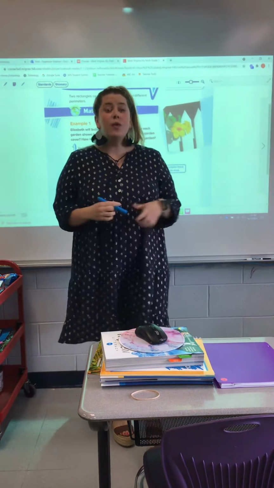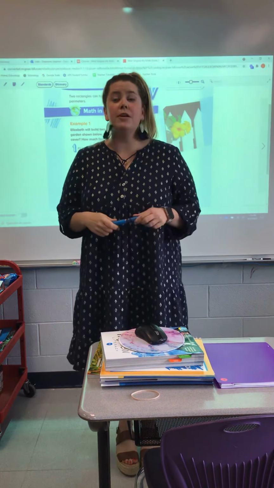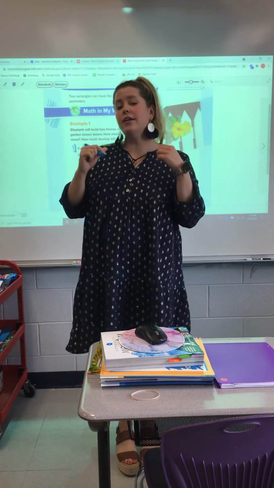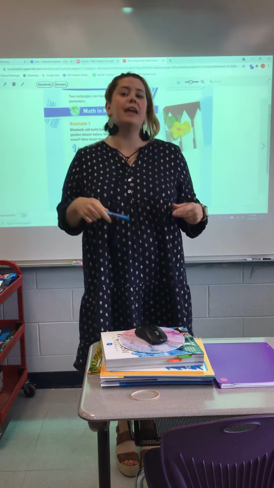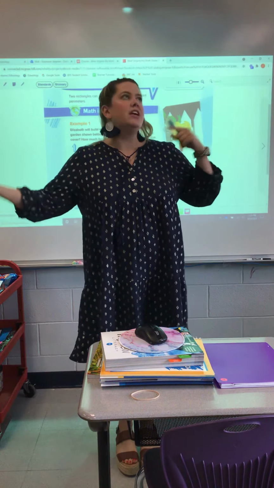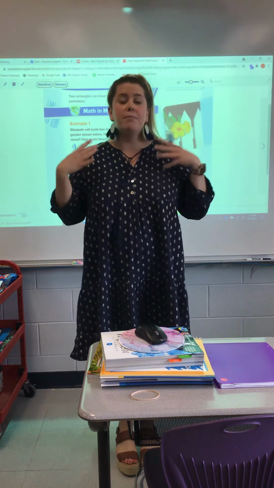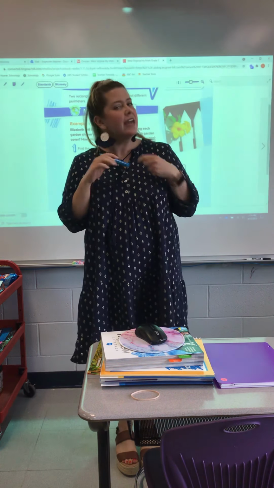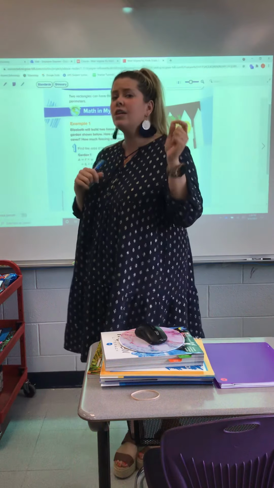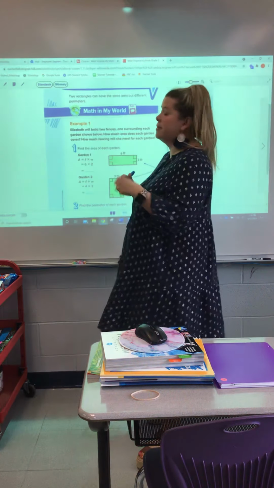Everyone, we are almost to the end of our area and perimeter chapter, and we're going to start talking about our last lesson, which is lesson 9. That's where we take all the things we've learned about area and all the things we've learned about perimeter, put it together, and look at it a little bit differently. So let's do a really quick refresher.